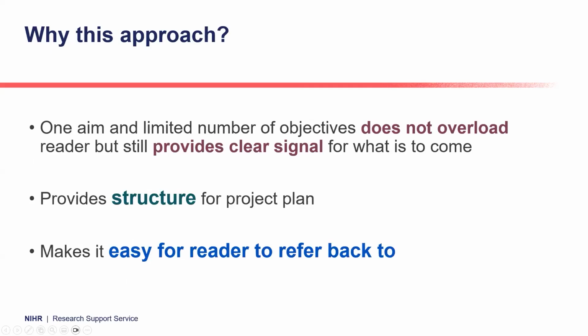So this is one approach of doing it. It's a fairly straightforward, easy way that you can approach an application. It doesn't overload the reader. It gives a clear signal of what's to come. It provides a clear structure, and it's very easy for the reader to refer back to earlier bits in your application and understand how it all links together. This is just a way to avoid overcomplicating. It's a simple framework to allow the reader to understand what's in an application, particularly if it's not their field. There are other ways of doing it though.